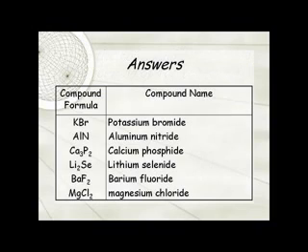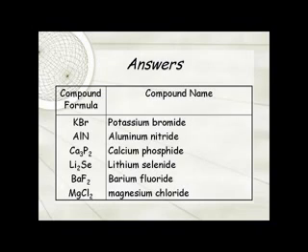Welcome back. How'd you do? The first one was potassium bromide. Potassium is 1 plus, the bromide ion is 1 minus, so they go together on a 1-to-1 basis, so it would just be KBr. Now for aluminum nitride, the aluminum is a 3 plus ion, the nitride is a 3 negative ion. Their charges balance 1-to-1, so this again is just AlN.